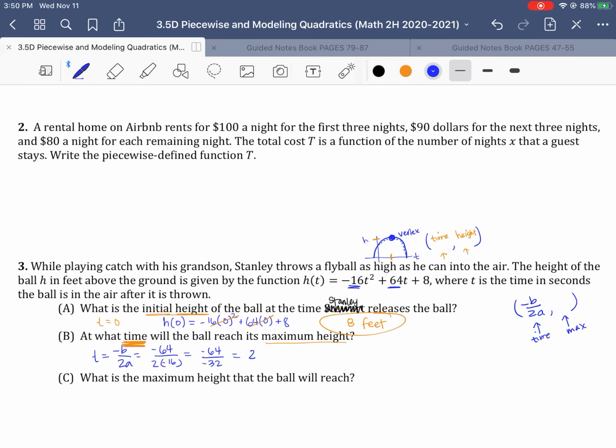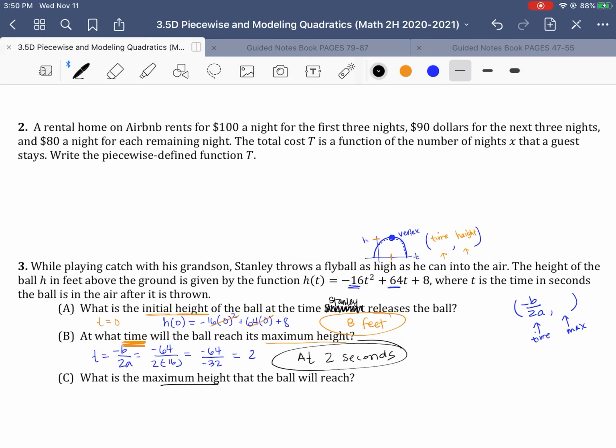Now again, that represents time. So what we're saying is that after 2 seconds, we're going to actually reach the maximum height. So the ball is going to go up for 2 seconds before it starts to come down.